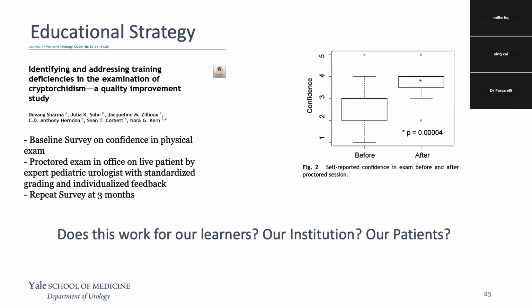But I had to think about it a little bit, and I thought, wow, this was great. It seemed to work, but does it work for the learners that I'm trying to teach at the institution? Does it work for our institution in general? And does it really ultimately work well for our patients? And I kind of felt there were some limitations in doing this study on a more generalizable level.